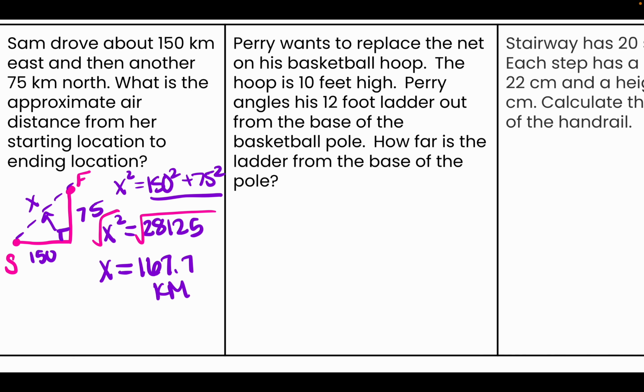Perry wants to replace the net on his basketball hoop. The hoop is 10 feet high. Perry angles his 12-foot ladder out from the base of the basketball pole. So let's draw our picture. So here is my basketball hoop with my little net. And then here's the ground. And then I have my little ladder.